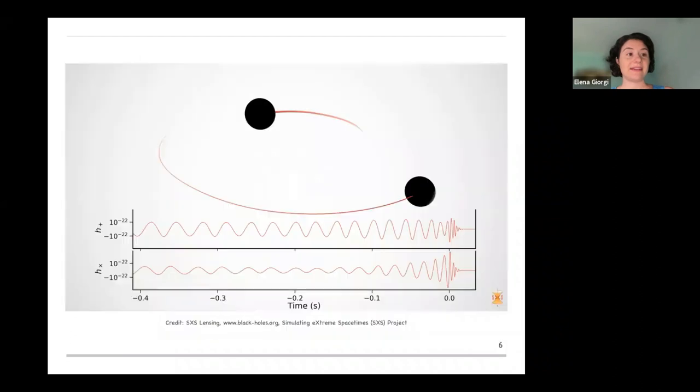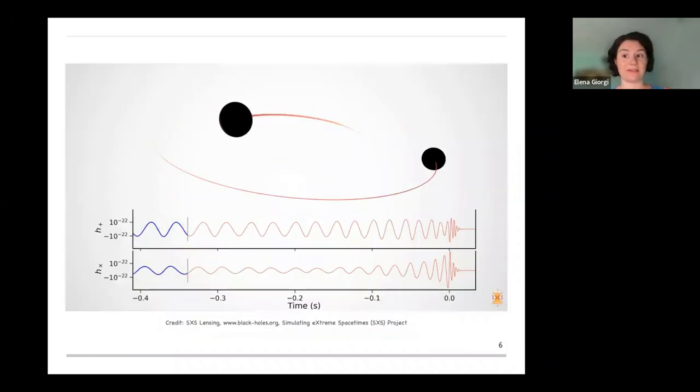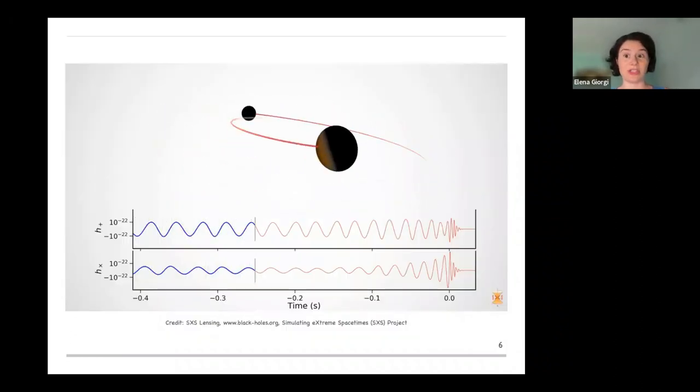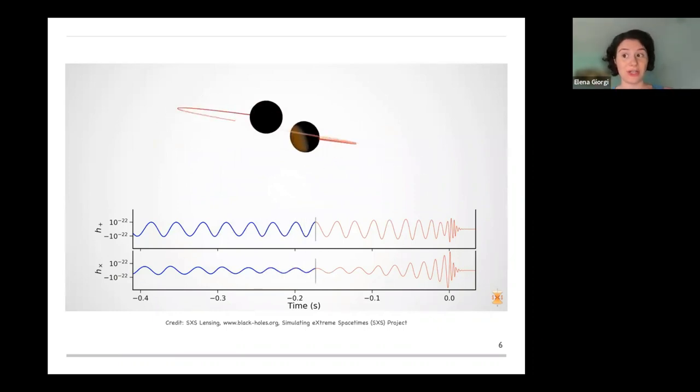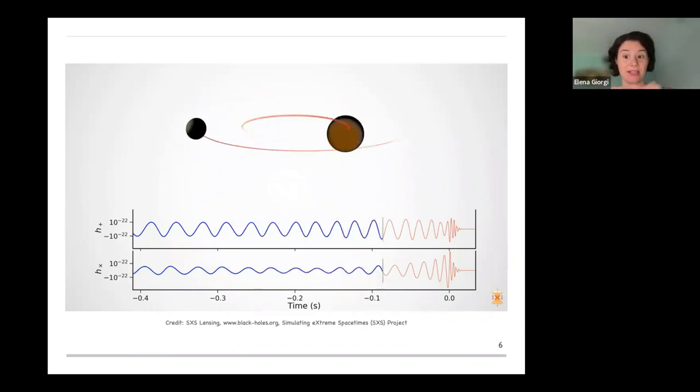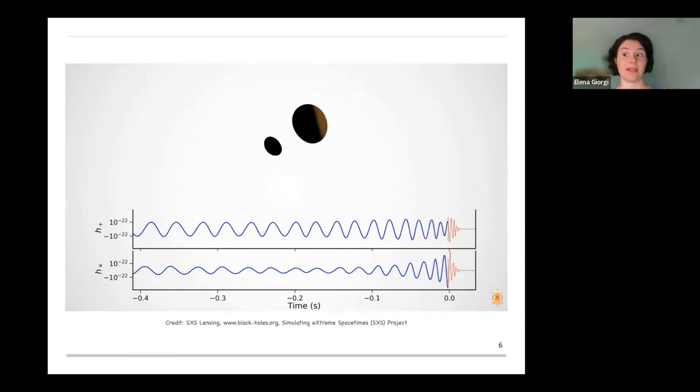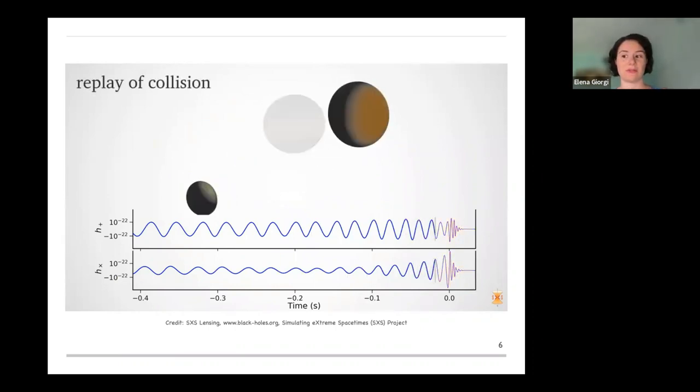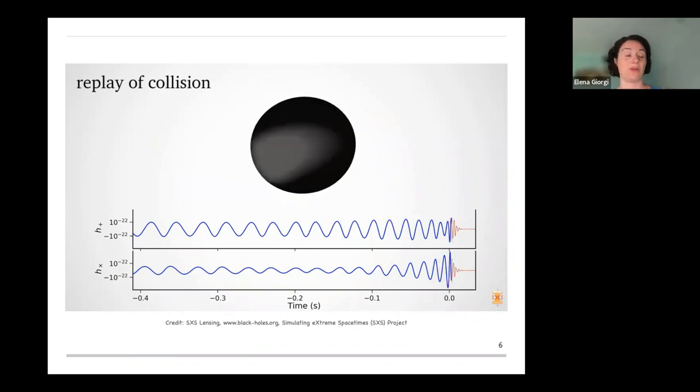And here you can see one of those simulations from the SXS project, where two black holes rotate around each other and their reciprocal oscillation produces gravitational waves. And here you see two polarizations represented. And now this is a replay of the collision where the gravitational wave, you can see, reaches its peak.